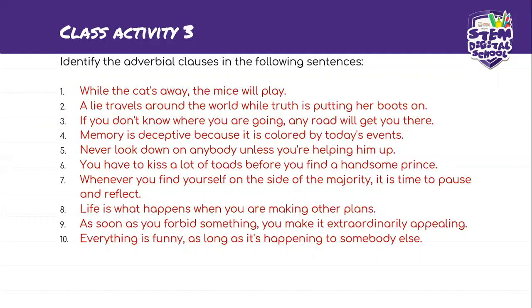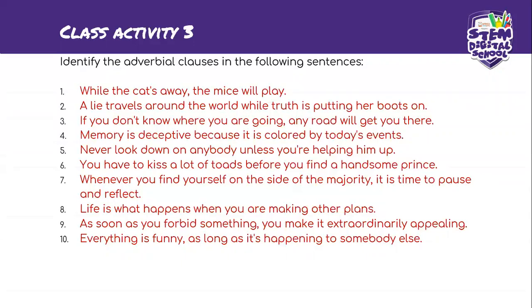That is correct. Number two, a lie travels around the world while truth is putting her boots on. Okay, let's give this one to Lesedi. Yes, Lesedi, what is the answer? So the answer is a lie travels around the world.